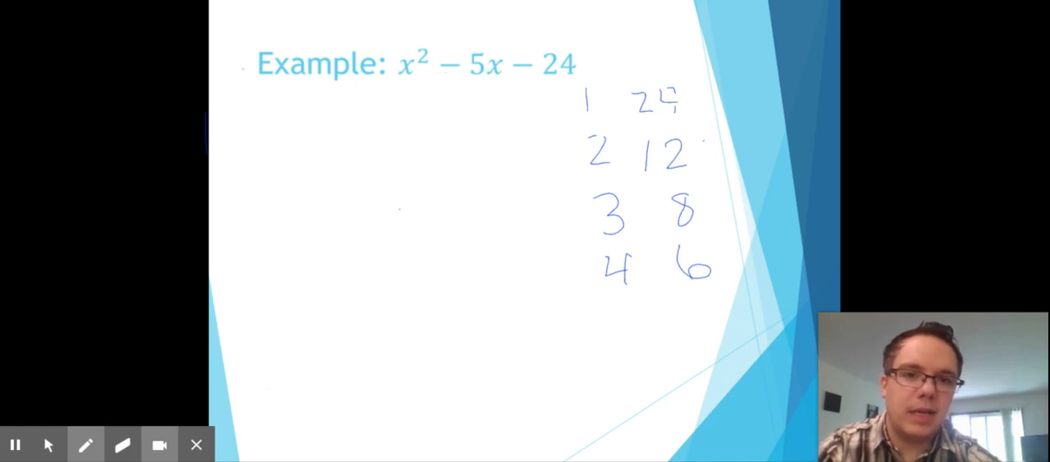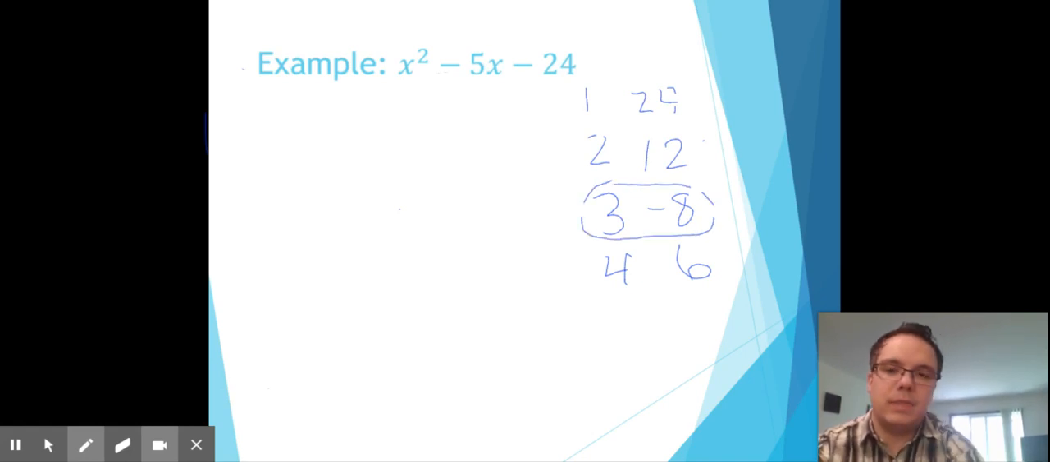We want to get negative 24, so one of these numbers has to be negative and one has to be positive. So let's check it out for adding. If I take 1 and 24, even if one of them is negative, I'm not going to get back to negative 5. 2 and 12, if 2 is negative, I get 10. If 12 is negative, I get negative 10. So that's not helpful. 3 and 8, if my 3 is negative, I get positive 5. And if my 8 is negative, I get negative 5. So it looks like we want to use a positive 3 and a negative 8.